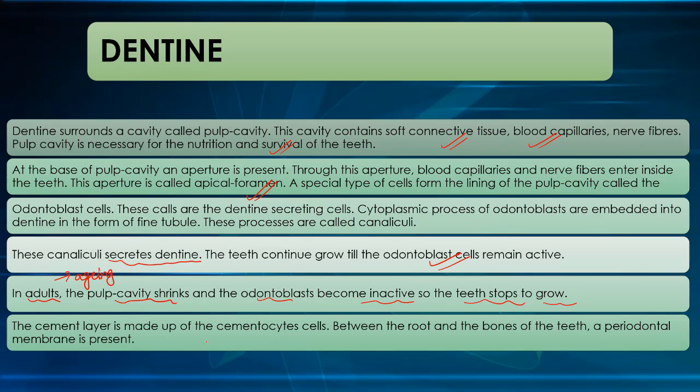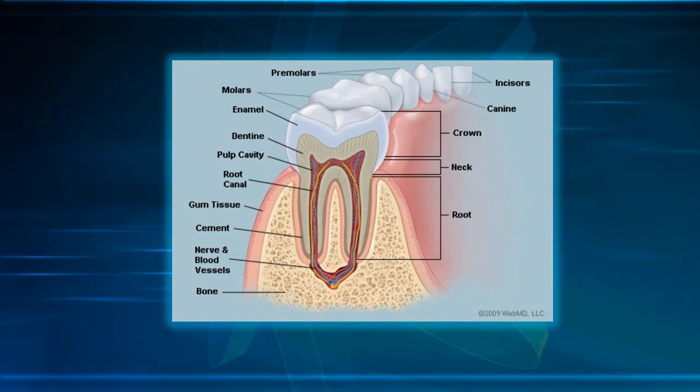The cement layer is made up of cementocyte cells. Between the root and the bones of the teeth, the periodontal membrane is present. You can see this is the alveolar bone. The alveolar bone is attached to the root with the help of periodontal ligament fibers.